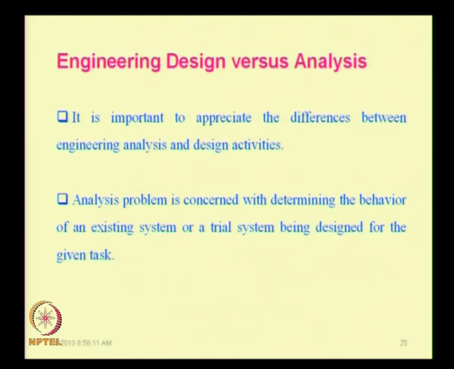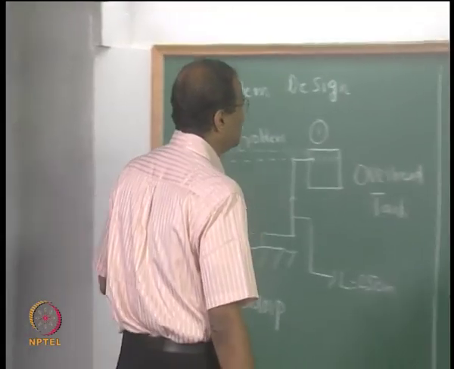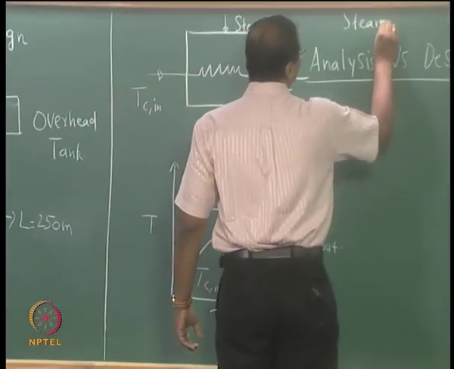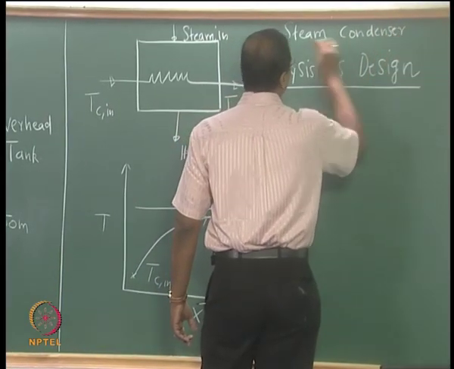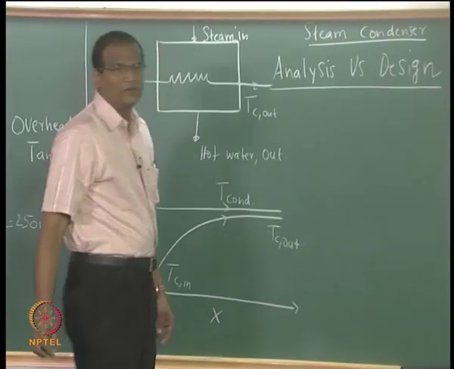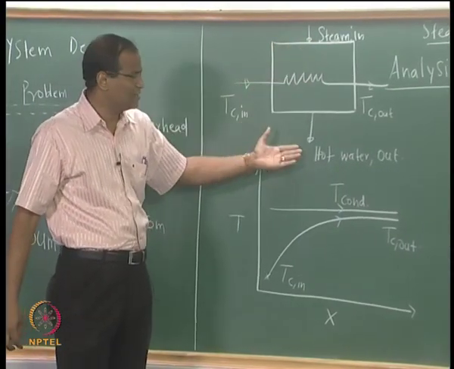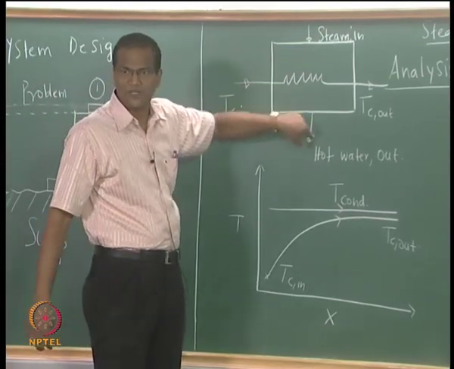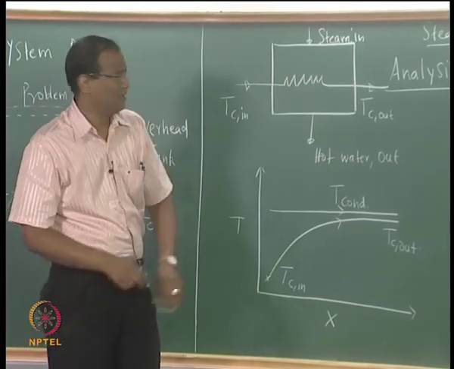I have drawn something on the board. People who came late can take this down as I keep talking. This is essentially a steam condenser. On the shell side you have steam entering, then it condenses and hot water comes out. As you know, this will be an isothermal process as far as the steam on the shell side is concerned.